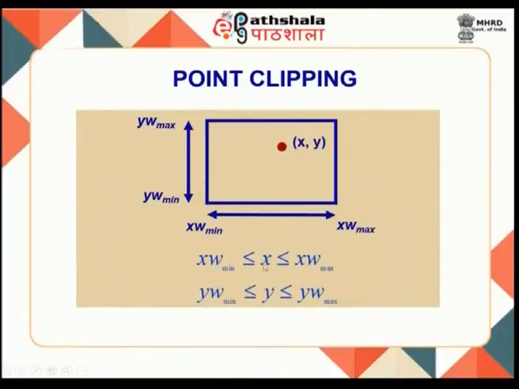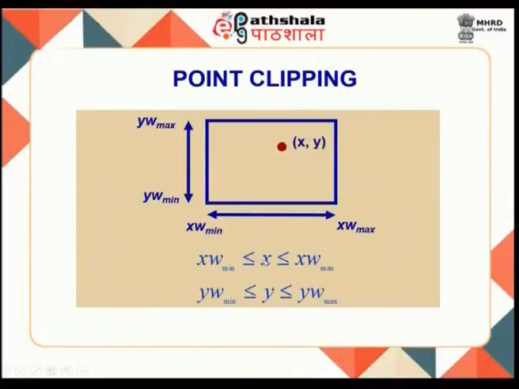Let me repeat, the x coordinate should be between xw min and xw max, that is between the two vertical boundaries, and the y coordinate should be between the two horizontal boundaries yw min and yw max. If you observe this carefully, there are 4 inequalities in the two equations. That means the x coordinate should satisfy 2 inequalities, and the y coordinate should satisfy 2 inequalities.